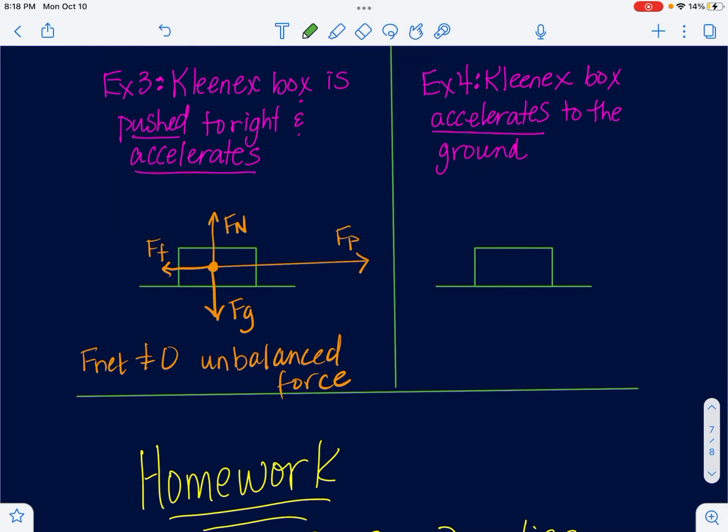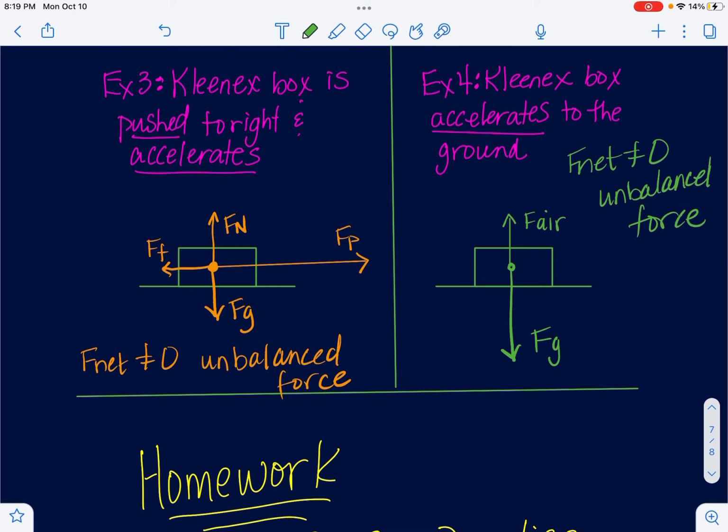And then our last situation says the Kleenex box is going to accelerate to the ground. So like I would hold it above my head and I would drop it down to the ground. So if that is the case, this gravitational force is taking over, and this is not sitting on a surface anymore, so there's no surface pushing up, but this is the situation where I would have air resistance. Okay, but the gravitational pull is greater, that's why it's going to fall to the ground. So again, this is a situation where F net does not equal 0. There is an unbalanced force, which is why the Kleenex box accelerates to the ground.